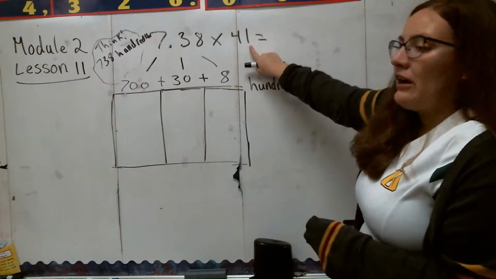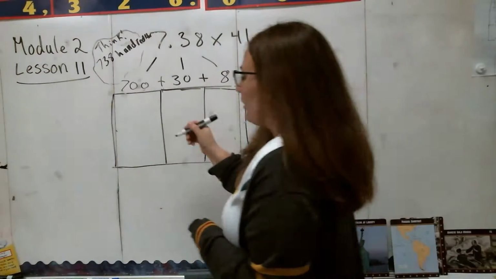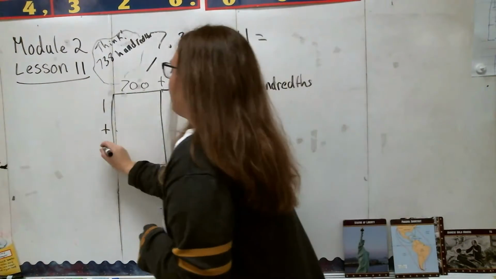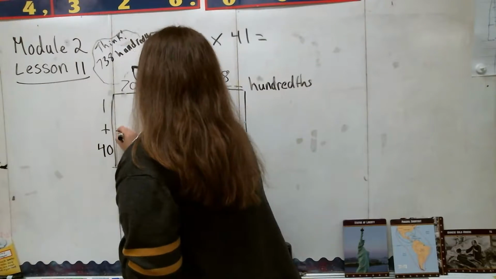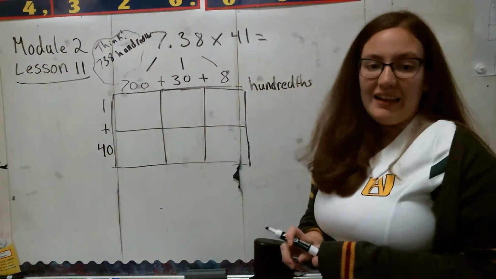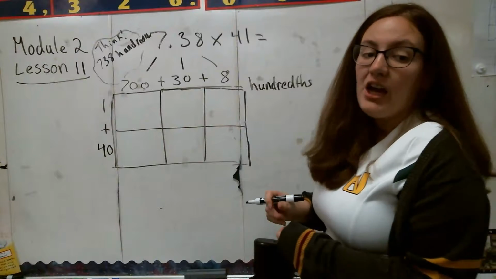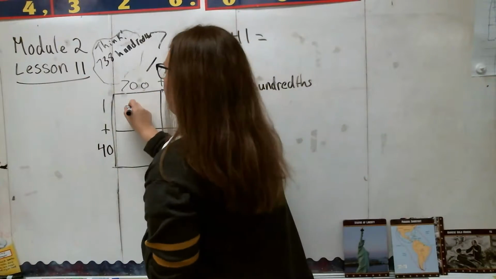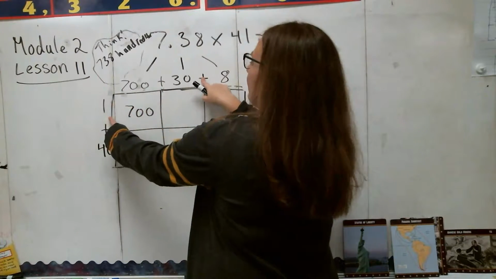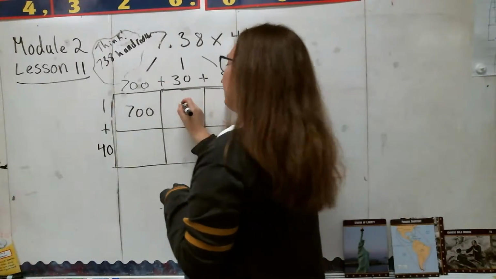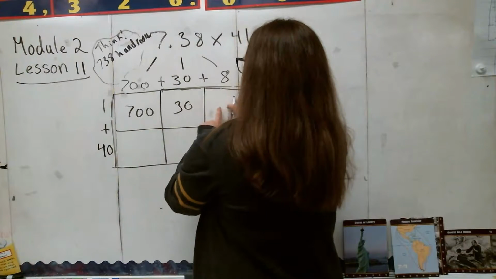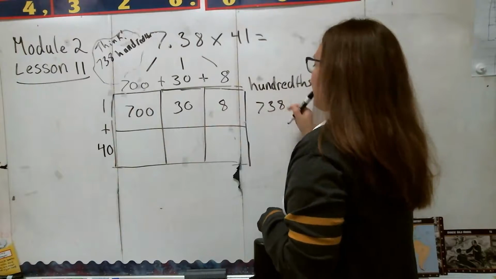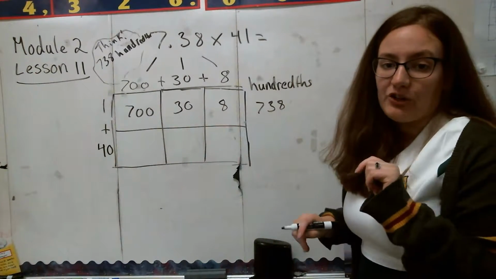So remember, starting with the smallest place value, I have 1 plus 4 tens, which is 40. Draw that line straight across, and then I can start multiplying. So let's start with our first row. We have 700 times 1, which is just 700. I have 1 times 30, which is 30. And I have 1 times 8, which is 8, which leaves me with 738 hundredths for my first partial product.